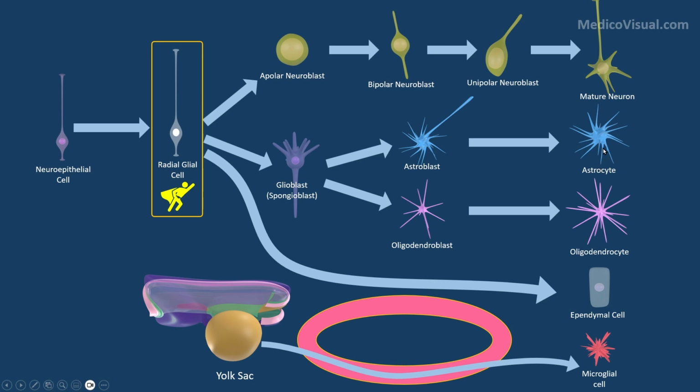And by the way, astrocytes, oligodendrocytes, and ependymal cells are part of macroglia. And these microglial cells, as their name suggests, are part of microglia. Of course, don't forget that radial glial cells are actually part of the family of astroglia. So radial glial cells are also part of macroglia. So 1, 2, 3, 4, all these 4 cells are part of macroglia, and this one is part of microglia. So this was all about the histogenesis of the neural tube.